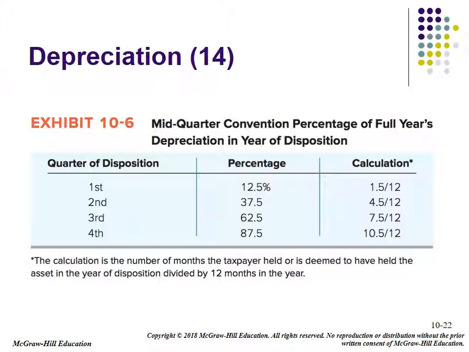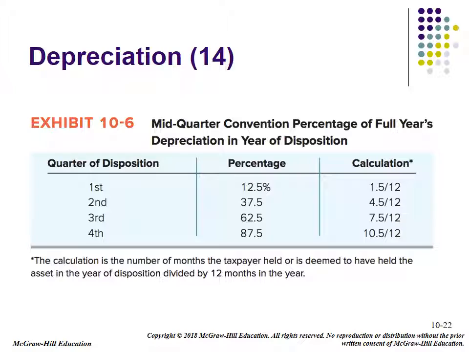Okay, so that's just showing you how they come up with those percentages. As I said, in the first quarter, 1.5 months. Oh, this is for disposition. I'm sorry. If you sell an asset, remember what we said. If you sell an asset under half-year convention, in the year of disposition, in the year of sale, you calculate depreciation using the percentage on the table. But after the first year, that percentage represents a whole year's worth of depreciation. So you're only allowed to take 6 months of it. So you multiply that result by 50% to get that year's depreciation.